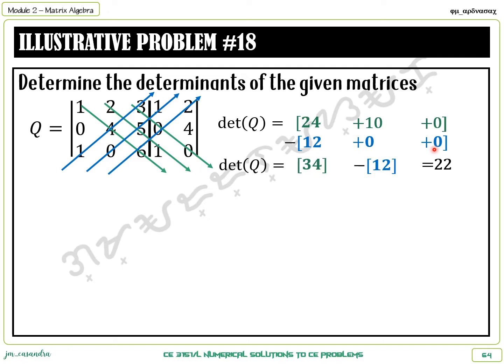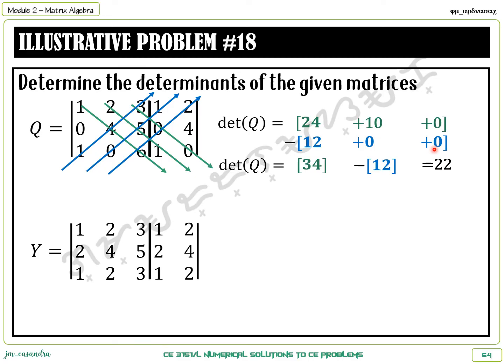Okay? So let's solve another matrix. We have matrix Y, which is again a 3 by 3 matrix. So we could still apply Sarrus' rule. So copy the first two columns. So we have our determinant of Y is simply equal to our downward elements. So 1 times 4 times 3 is 12.